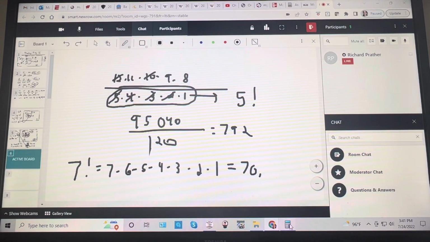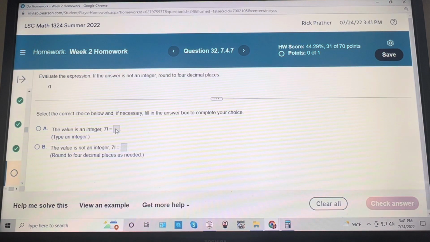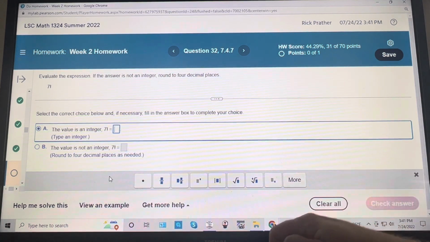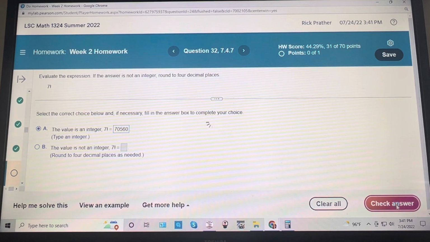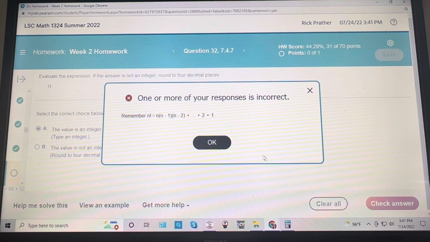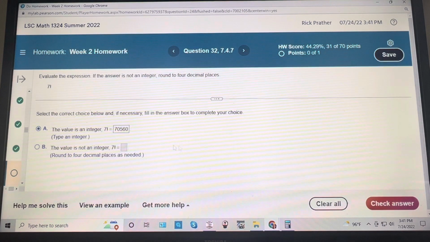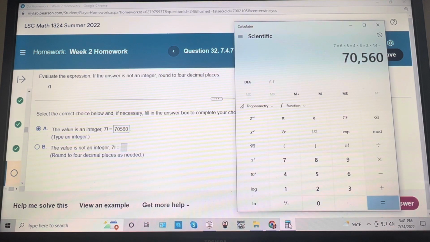Whoops, I forgot the number. 70,560. $70,560. It is an integer. Value is an integer. That is weird. Did I type it right?